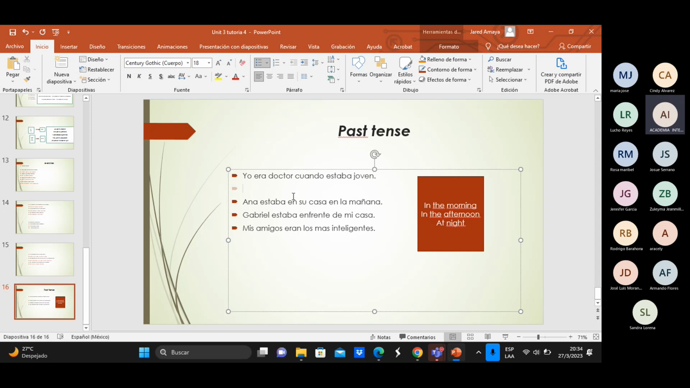Ahora, ¿cómo haríamos este en pasado? Ahora recordemos un poquito ahí lo que estuvimos viendo en pasado. No sé si le tomaron alguna captura cuando lo compartí, no sé, pero ajá. Ahora, yo era doctor cuando estaba joven. Pero pensemos lo primero. The first step. Yo era. How would you say that in English? ¿Cómo?